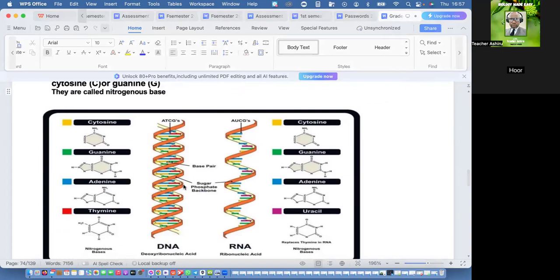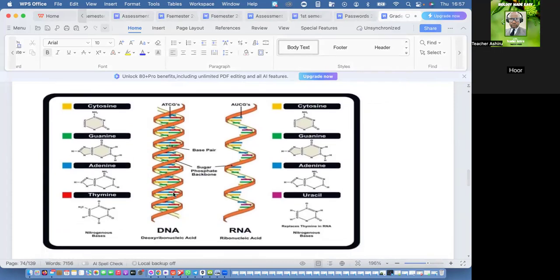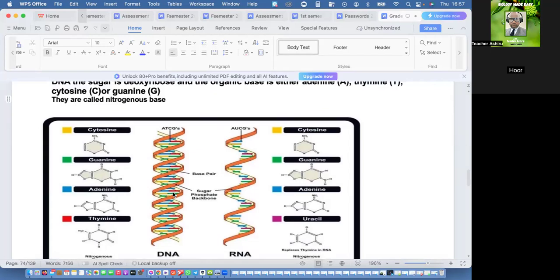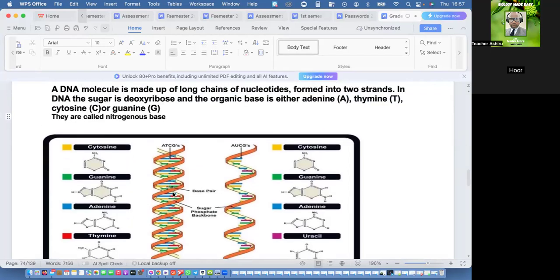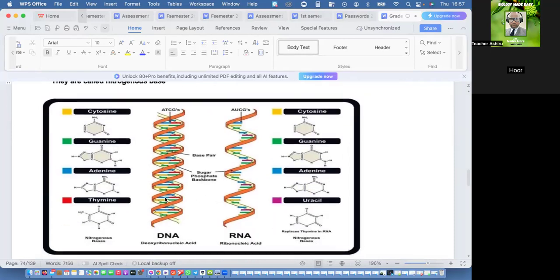So, every DNA has nitrogenous bases, A, C, G, T. A stands for adenine, T stands for thymine, C stands for cytosine, G stands for guanine. And then, of course, we have two kinds of nucleic acid. There are two types of nucleic acid. We have the DNA and we have the RNA. DNA is double-stranded. It has two strands. RNA has only one strand.